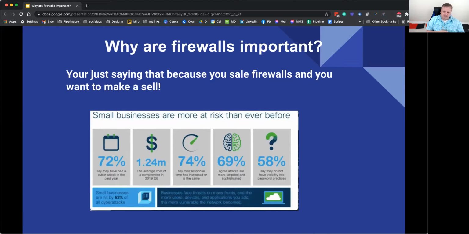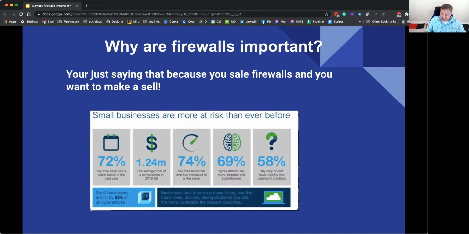All right, so you say, and I say, just because I want to make a sale, I want to get you to buy a firewall. No, that's not it at all. Because if you look at the statistics, small businesses are more at risk than ever. 72% of all small businesses say they've had a cyber attack in the past year. Does that mean they were successful? No, because a lot of small businesses are smart and have the layered system and have the security in place to stop that breach.